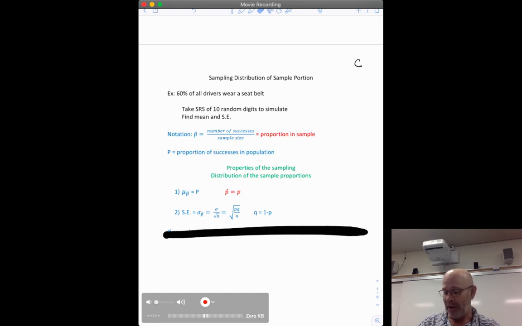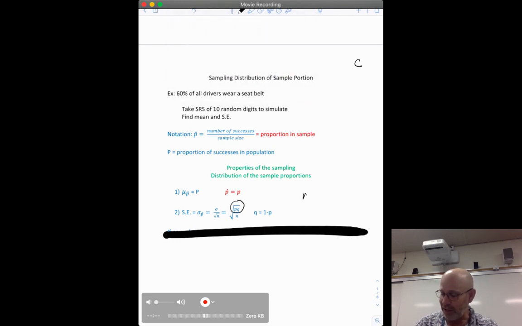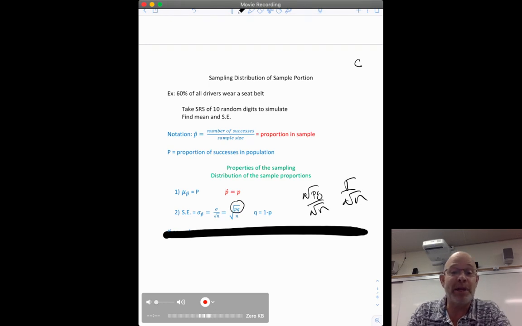But just remember that the standard deviation is the square root of PQ. Remember, in the mean, it was this. Now it's just this. It's the same basic formula, except the standard deviation comes from a different place. Remember, in the mean problems, we tell you the population standard deviation. Here, we're just going to tell you the proportion of successes, and you have to figure out the standard deviation by yourself. So this is the square root of PQ over N.